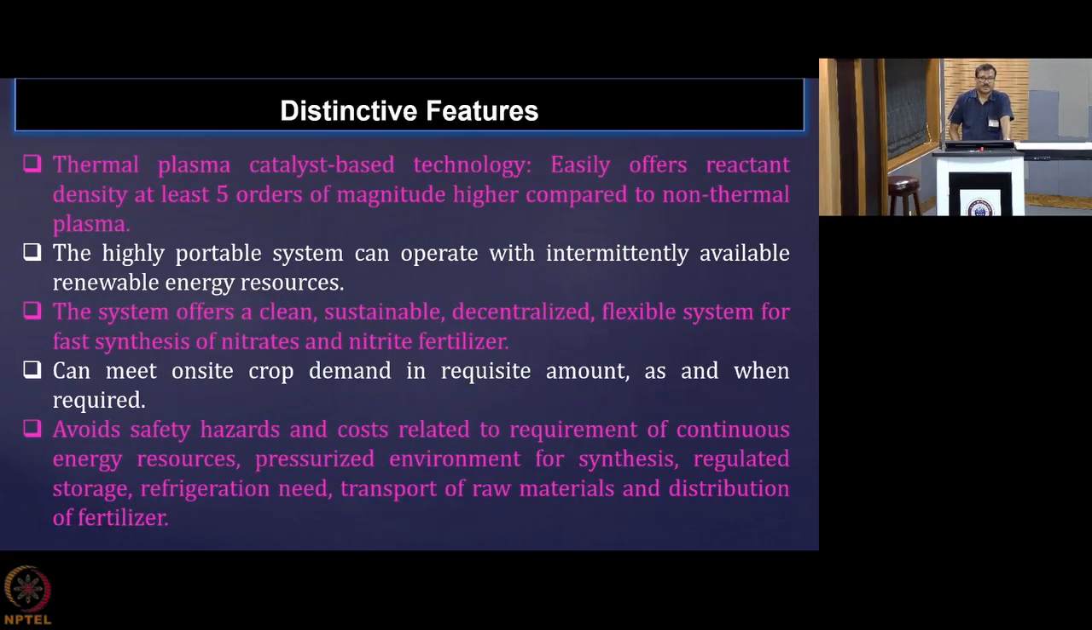So this is a highly portable system, and can operate with intermittently available renewable energy sources. It easily offers reactant density at least 5 orders of magnitude higher compared to non-thermal plasma. The system offers a clean, sustainable, decentralized, flexible system for fast synthesis of nitrates and nitrites. It can meet on-site crop demand in the requisite amount as and when required. It avoids safety hazards and cost related to the requirement of continuous energy sources, pressurized environment for synthesis, regulated storage, refrigeration need, transport of raw materials and distribution of fertilizer.